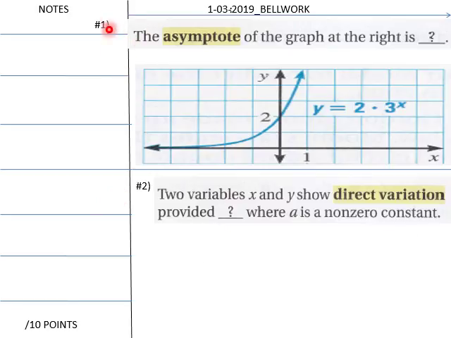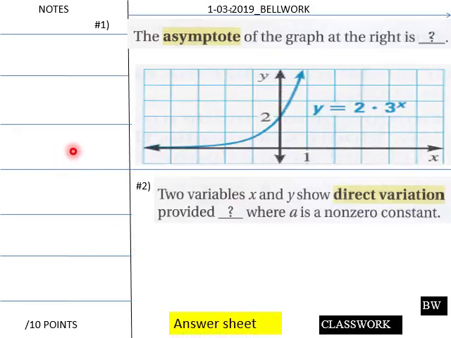Here's the bell work here, students. Start in on your bell work as you walk into the classroom, or for homeschoolers, this is your warm-up for this lesson. The blank, what is this? I'm going to let you do this. 2 variables, x and y, show direct variation provided blank, where a is a non-zero.